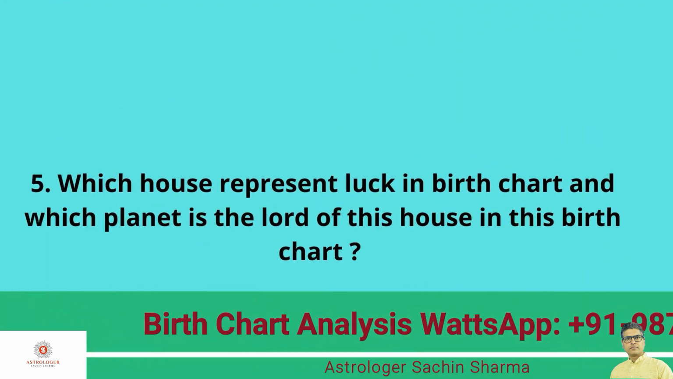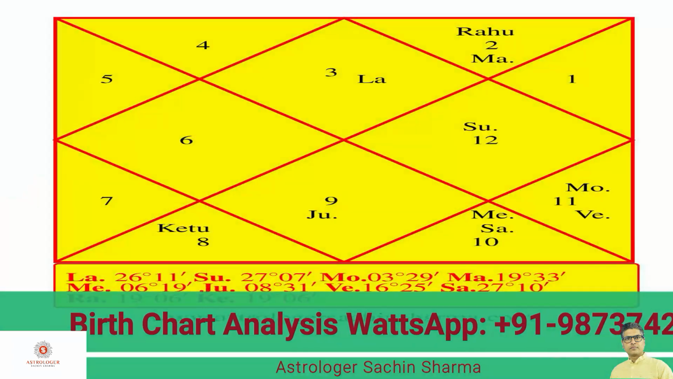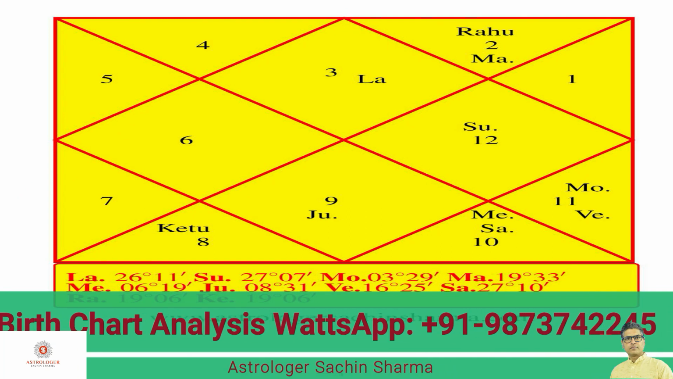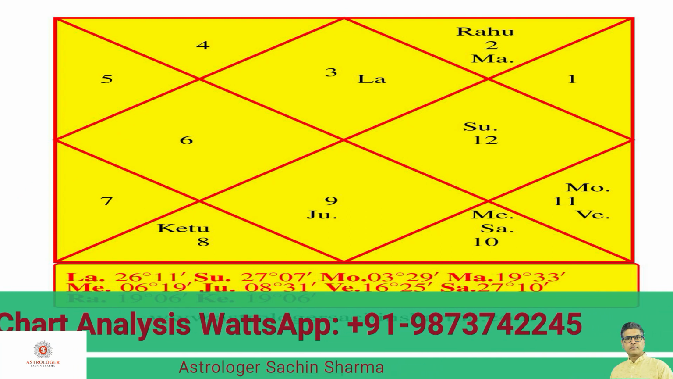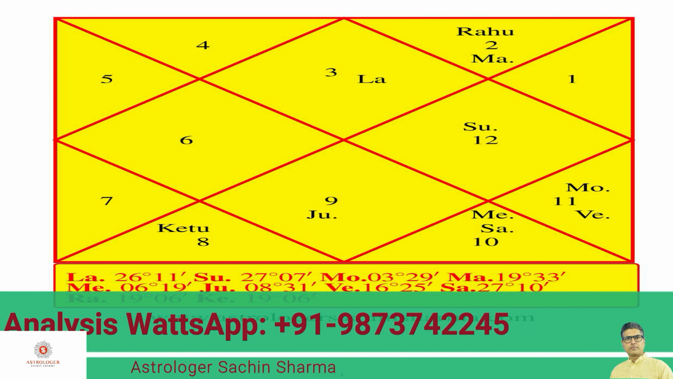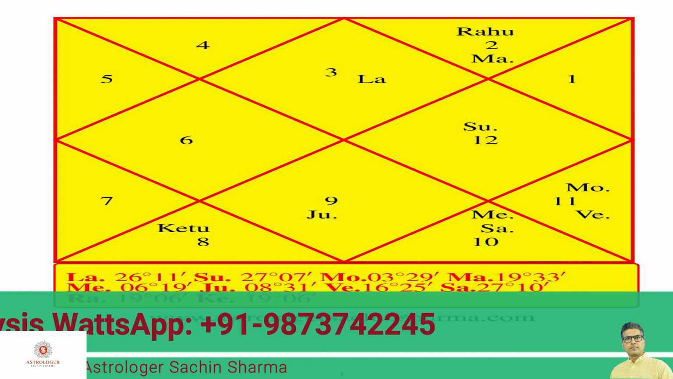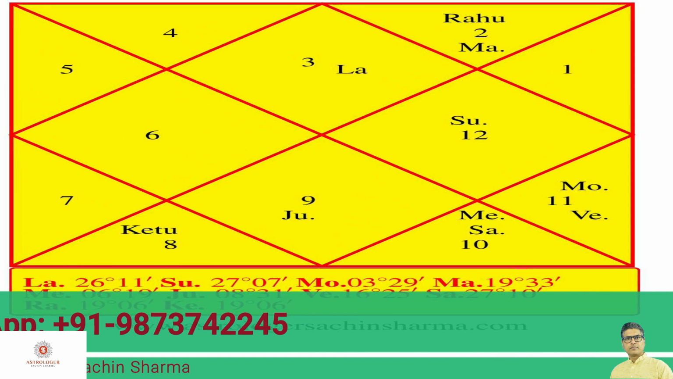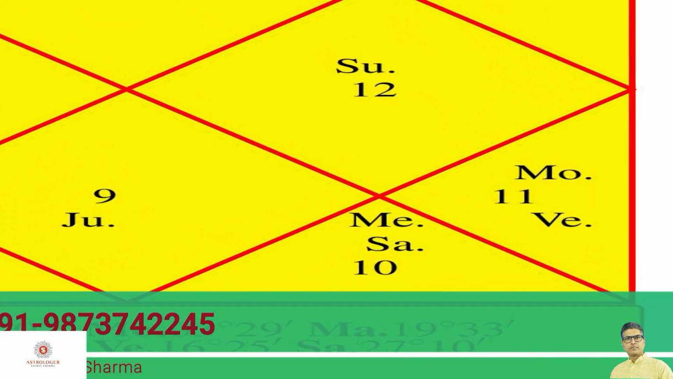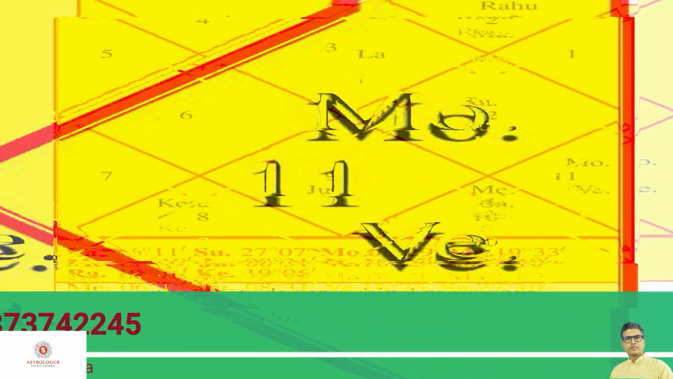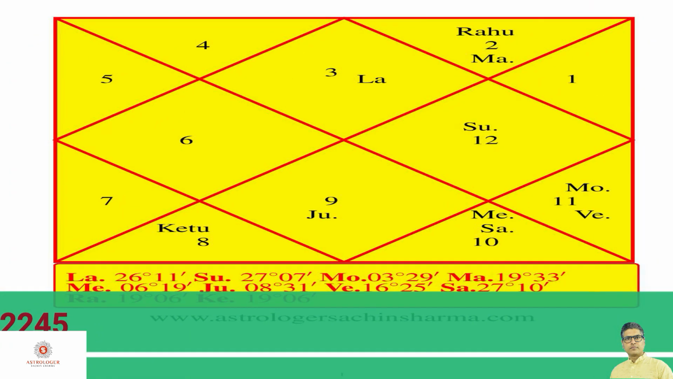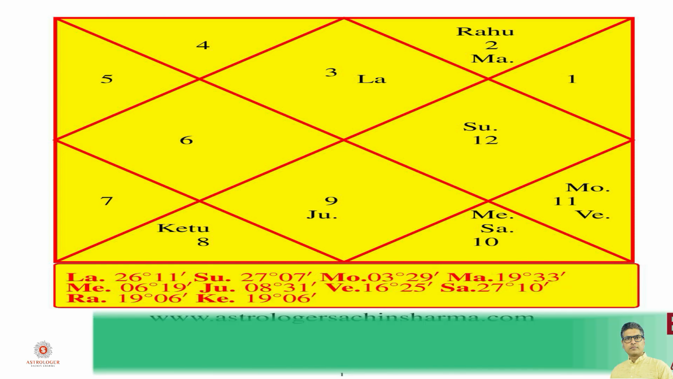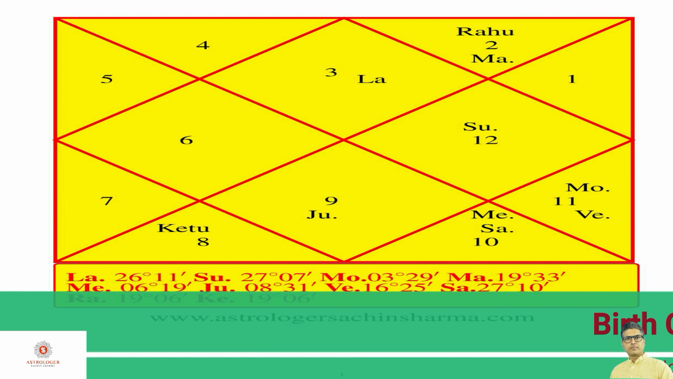Question number 5. Which house represent the luck in the birth chart, and which planet is the lord of this luck house in this birth chart? Very interesting question. As we know that 9th house is our luck house here, and 11 number is written in the luck house. That means in the 9th house 11 number is written. Therefore we can say that Saturn is the lord of the 9th house here.